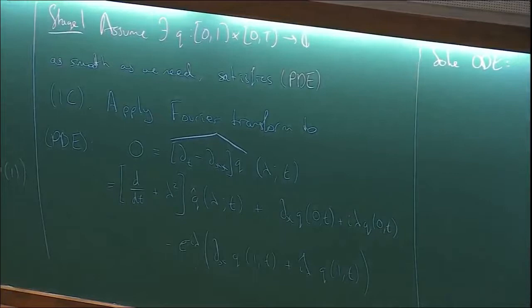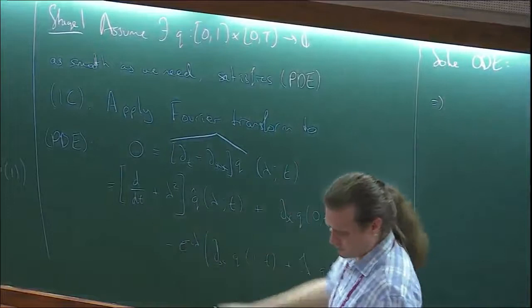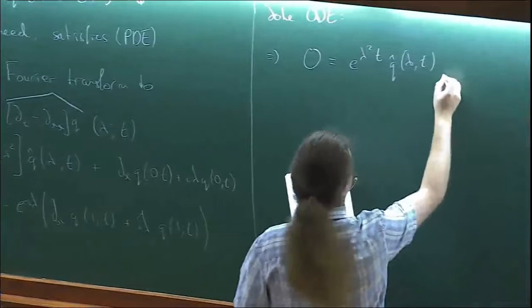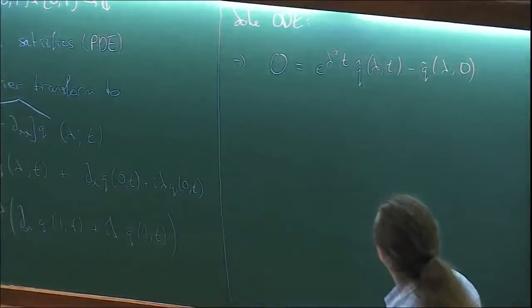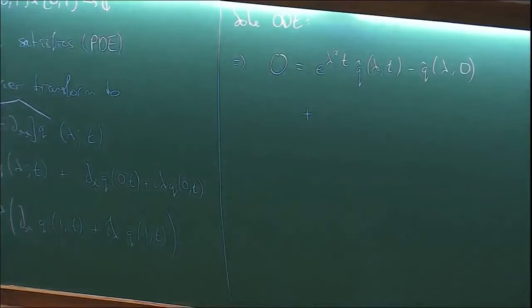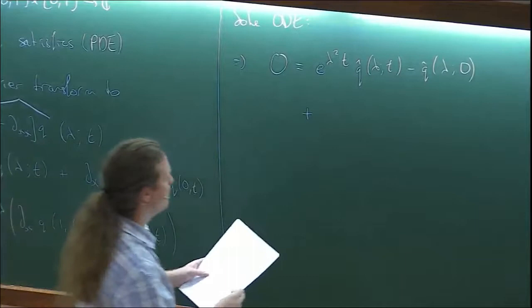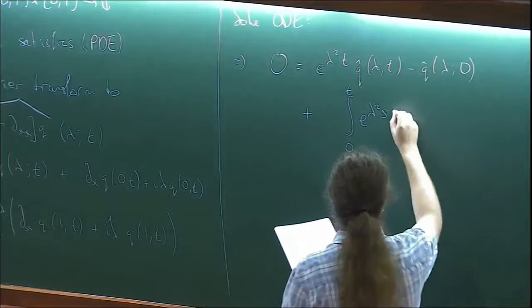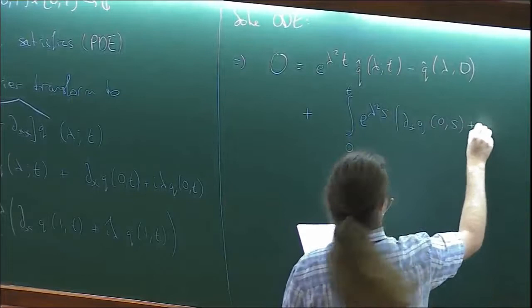Well, this is the integrating factor that we saw Tom use. So we get 0 is e to the lambda squared t q hat of lambda t minus the initial value. Plus, well, okay, so what I did here is I multiplied by e to the lambda squared t in here so that this operator just turns into a d/dt. But that means I need to multiply all the other things by e to the lambda squared t as well. Except then I'm going to integrate from 0 up to t these things. So if I do that, I get this.